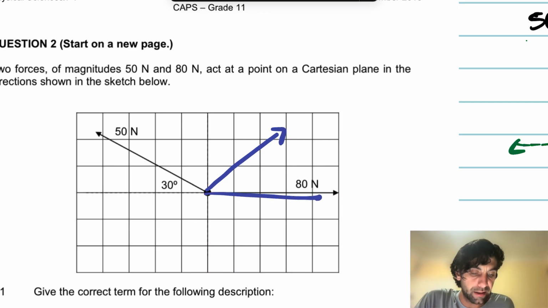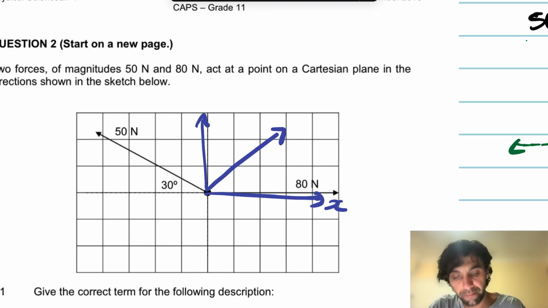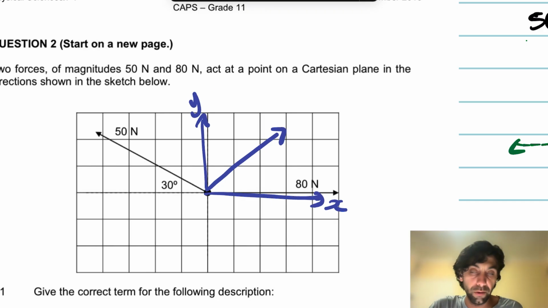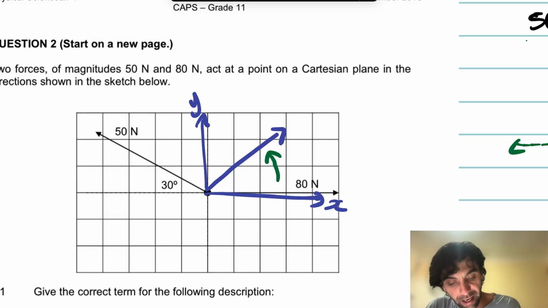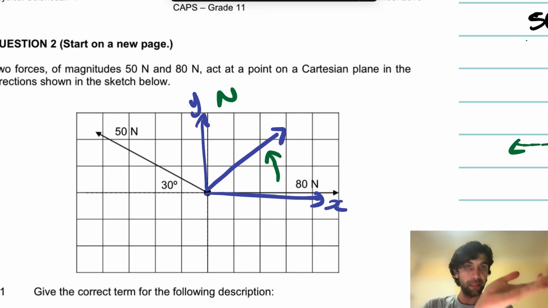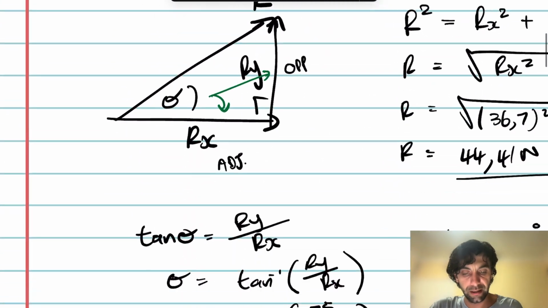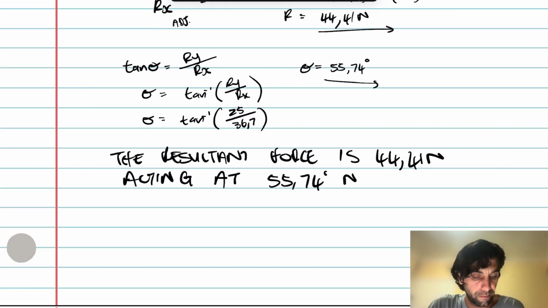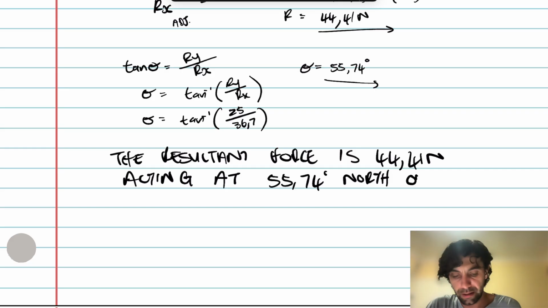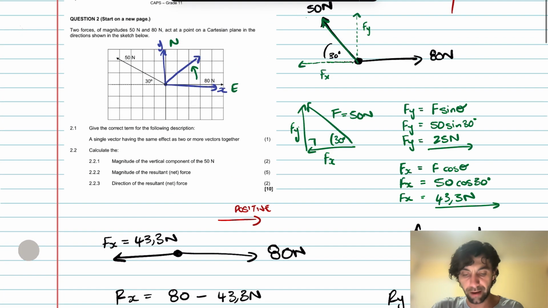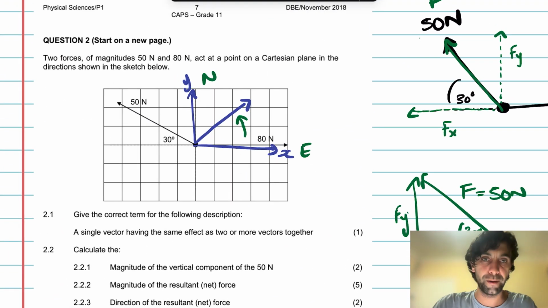We do have the x-axis over here and the y-axis over here. What you can also do is think of this as being north and this as being east. With that in mind, it is acting northwards, because our resultant is coming from the east going north. So it's acting north of east. That I find is the easiest way to describe that. It's acting north of east. Okay, and there you have it. We have solved our first problem.